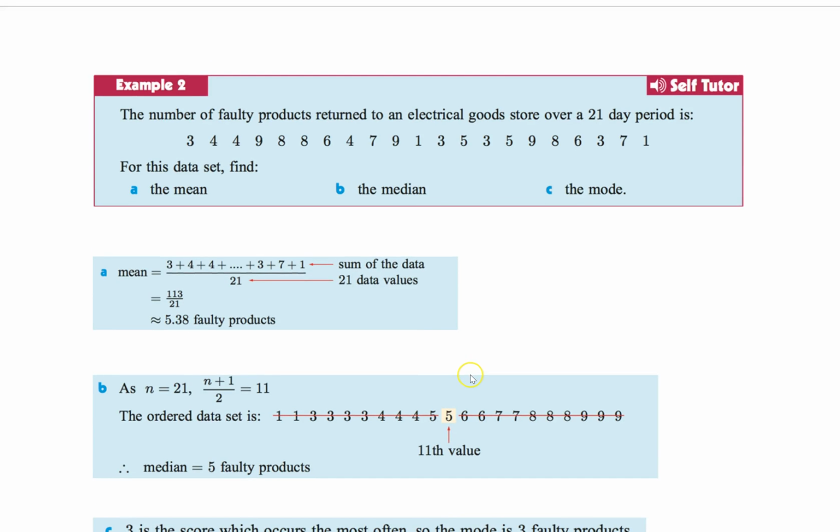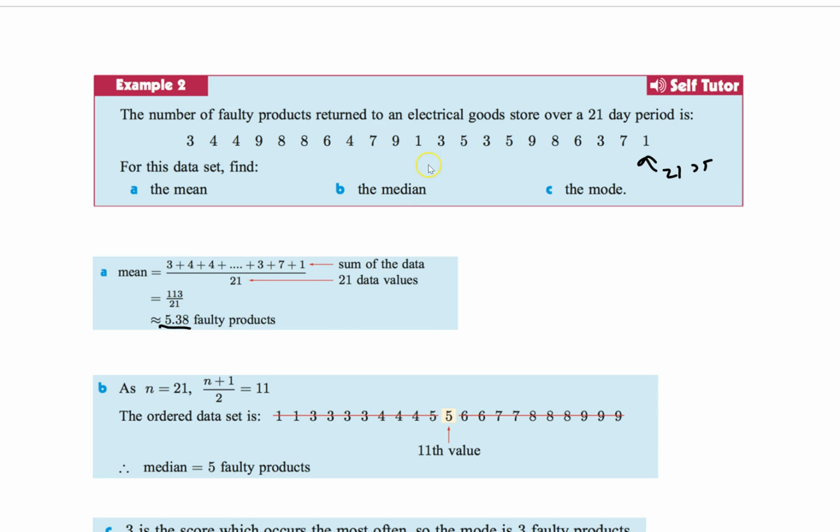So look at this first one here. The number of faulty products returned to an electrical goods store over a 21-day period. That just means the first day, 3 products returned, the second day, 4 products returned, third day, 4 products returned, etc. So you get to the 21st day. So you already know there's 21 days, 21 numbers. If I want to find the mean, I'm not going to bore you and write it all out, but all you do is add them all up and divide by 21. And you get 5.38.